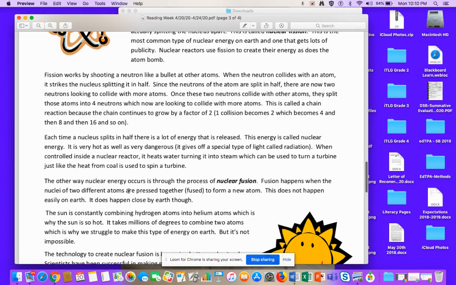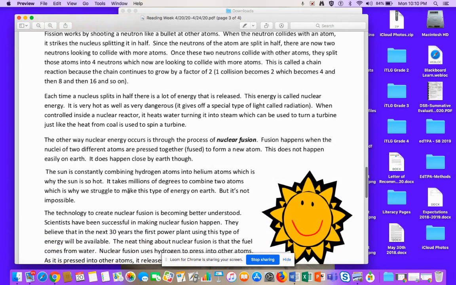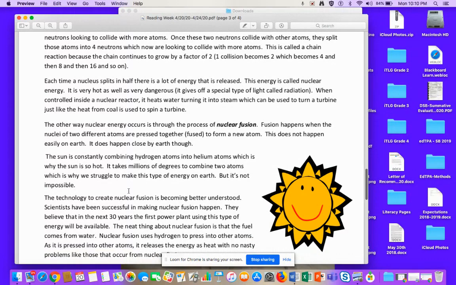Each time a nucleus splits in half, there is a lot of energy that is released. This energy is called nuclear energy. It is very hot as well as very dangerous. It gives off a special type of light called radiation. When controlled inside a nuclear reactor, it heats water, turning it into steam, which can be used to turn a turbine, just like the heat from coal is used to spin a turbine.